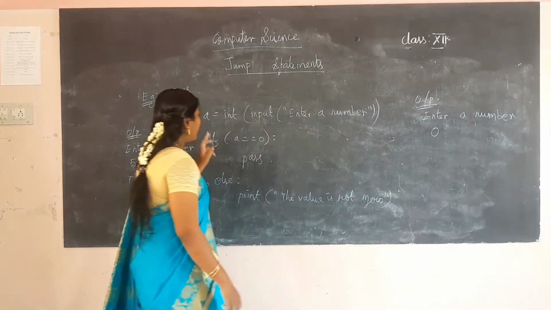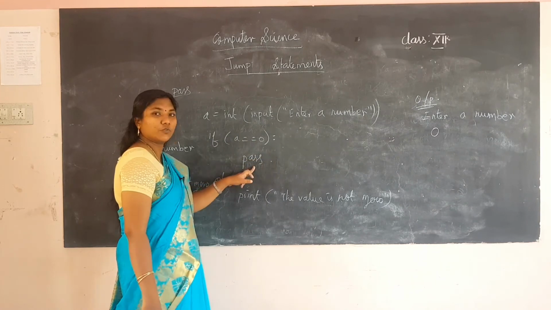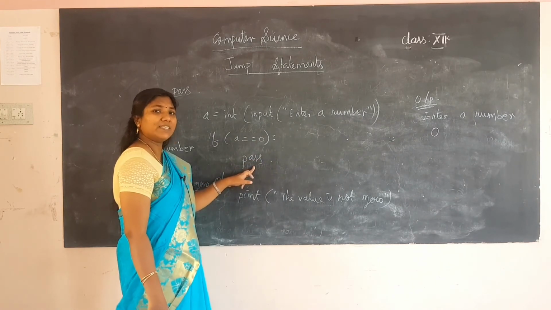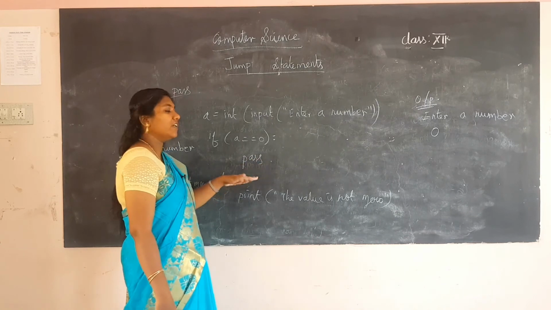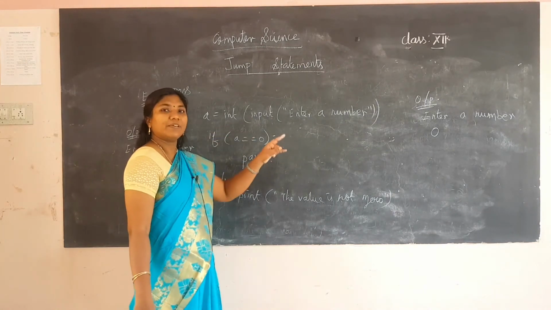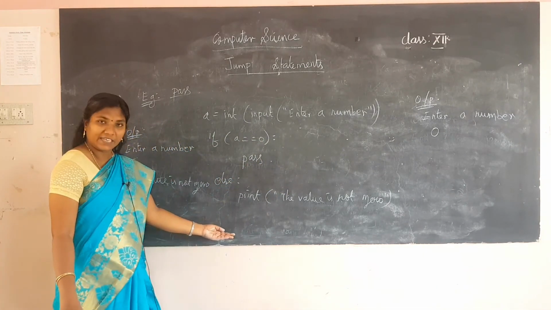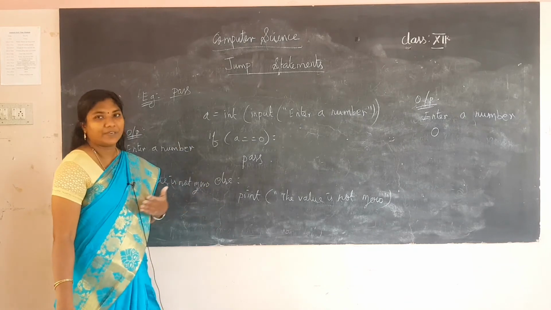Now A has the value 0. So if A is equal to 0, what have I asked to do? I have asked to pass. It means it will just remain as such. It will not move on to the next step. So when the number entered is 0, it will have a pass. If I had given any statement here, then that statement would be printed there.